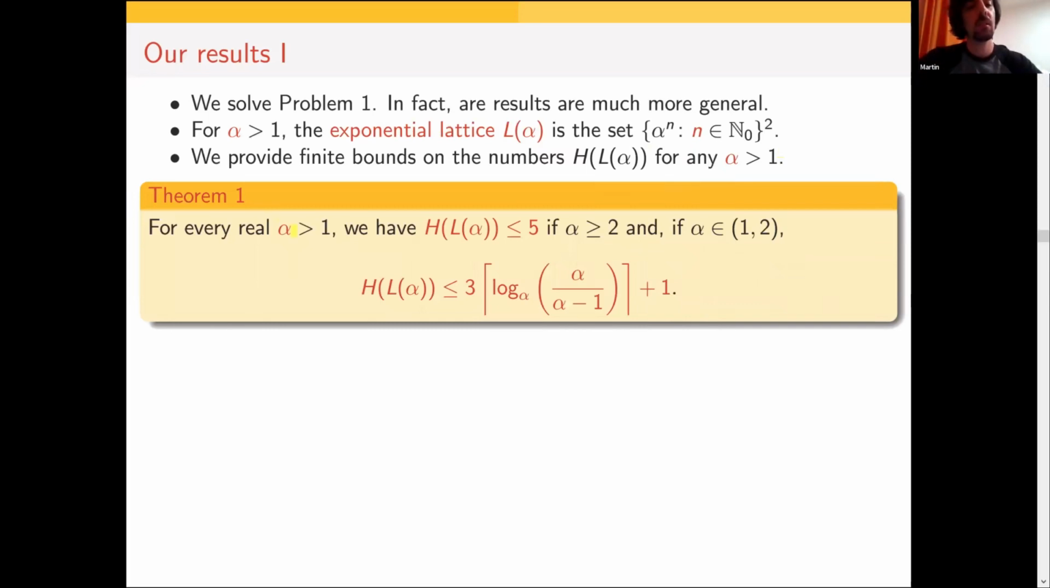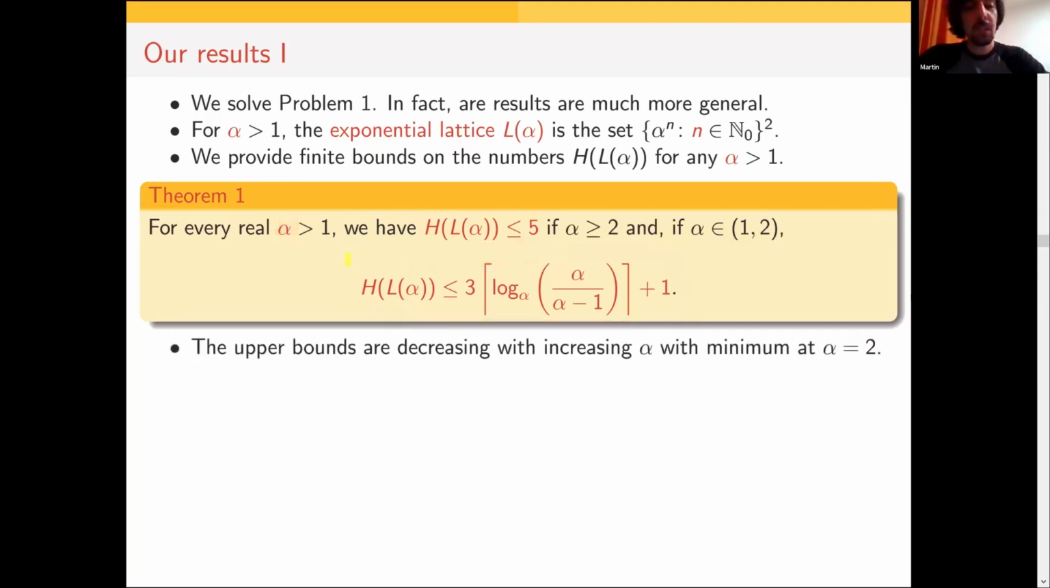It says that no matter what the base is, no matter what alpha is, as long as it is larger than 1, we know the following. So the Helly numbers of these exponential lattices are at most 5 if alpha is at least 2. And for any other alpha, we have this following upper bound. So it's 3 times roughly logarithm of alpha divided by alpha minus 1. So for any alpha larger than 1, this is a finite number.